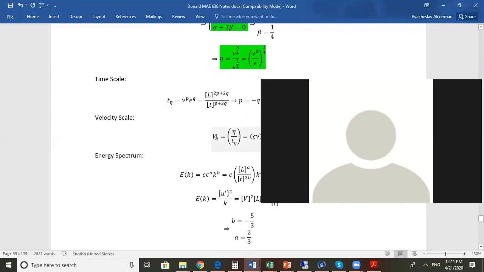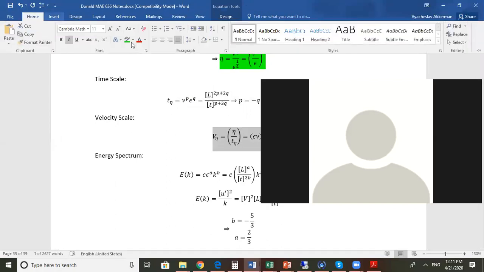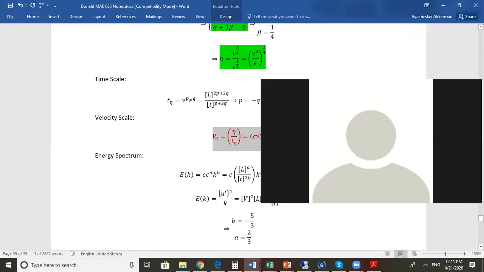But there is an easy way to do it. What is my velocity scale? It will be the length scale over the time scale. What is my length scale? It's my Kolmogorov scale. What is my time scale? It's my Kolmogorov time. So the ratio will give me the characteristic velocity scale. It's very simple, correct?